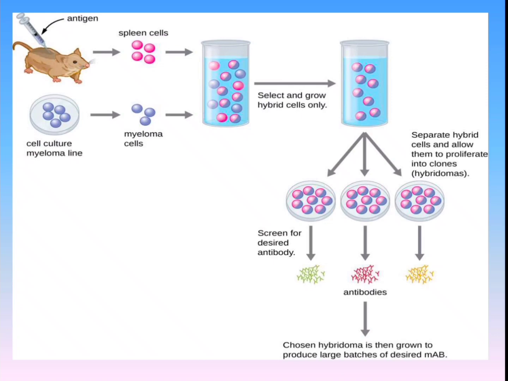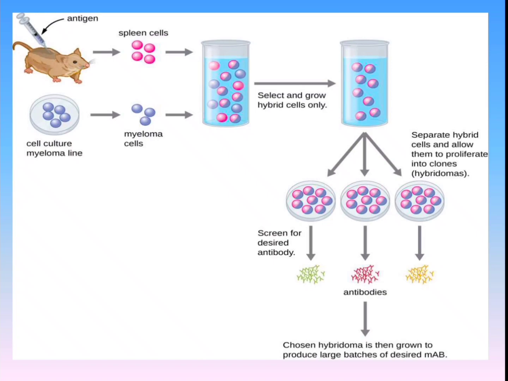Now we are separating the hybrid cells and allowing them to proliferate into clones, which means we are multiplying them, known as hybridomas. Screen for the desired antibody. We are screening for the required antibody for the production. Now harvest the monoclonal antibodies in larger amounts.